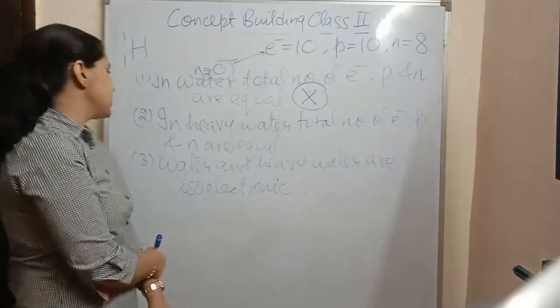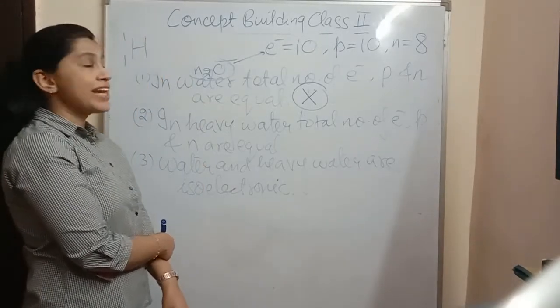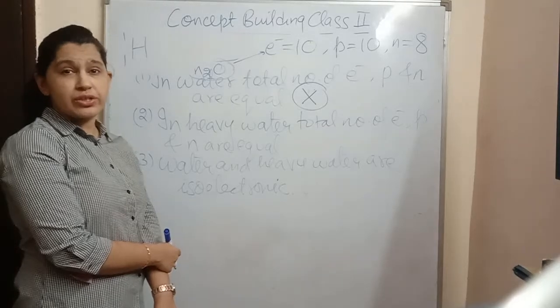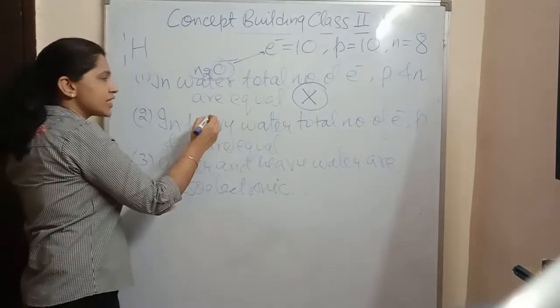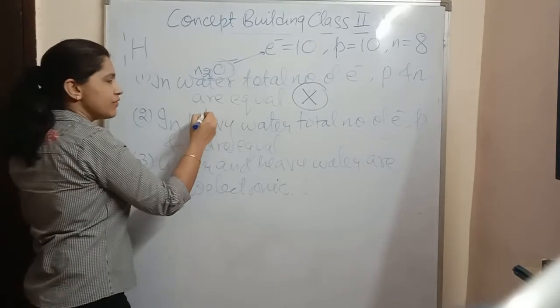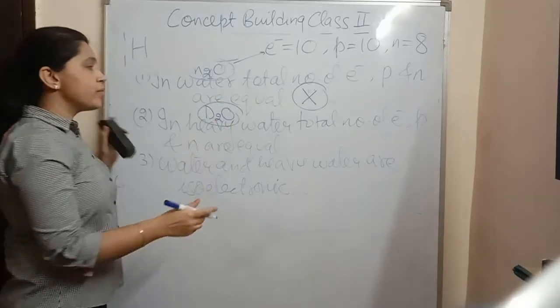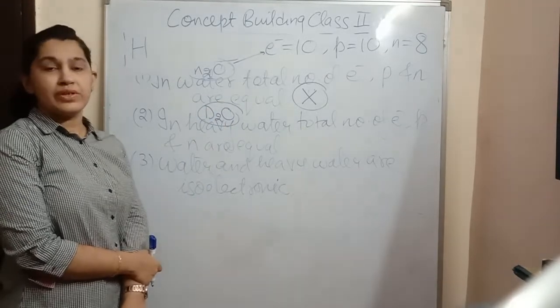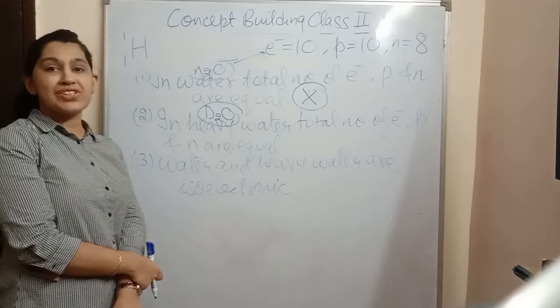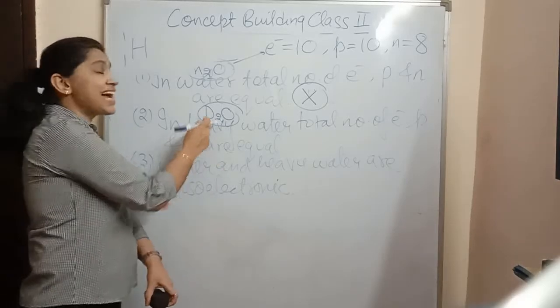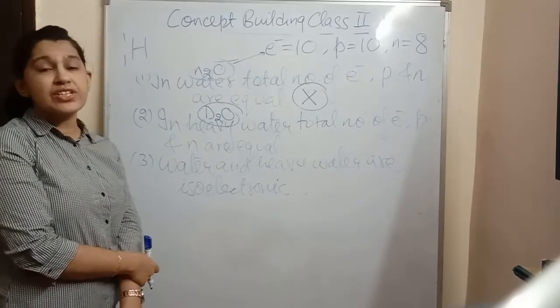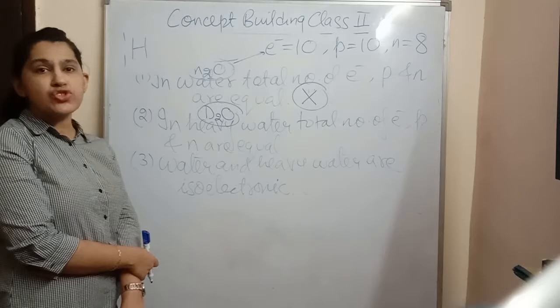Go with the next. In heavy water, can you tell me what is heavy water? Heavy water is D2O. And what is D here? D stands for deuterium. It is the isotope of hydrogen.